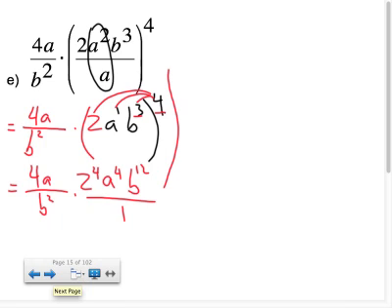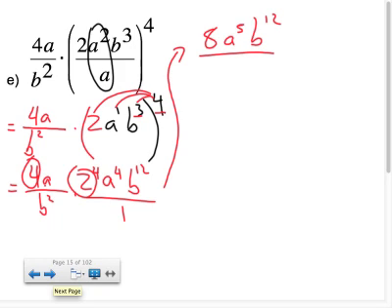And so now I take this one step further. I'm going to bring it back up top here. So now I have the 4 and the 2 on top. 4 times 2 makes 8. And then I have, let's see here, I have a and a to the fourth. But since I'm multiplying, that means add your exponents. So that's a to the fifth, and then b to the 12th on top. And then on bottom, I have just b squared times 1, which is just b squared.